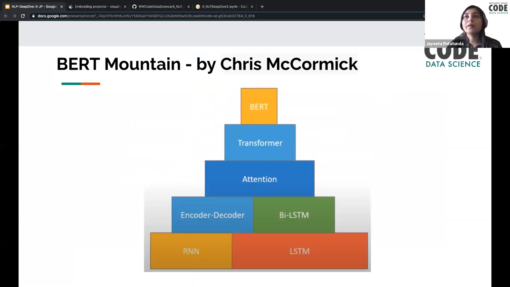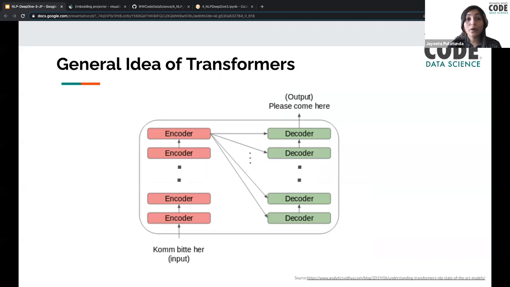Now, this is a very great representation of BERT Mountain by Chris McCormick. He says that BERT is based on all these previous concepts, but you don't have to know all of them. You just have to understand the top two or three layers, and then you'll be good to go to implement and understand how the BERT architecture works. So very quickly, just to give you a highlight of the general idea of BERT, it's nothing but a transformer.